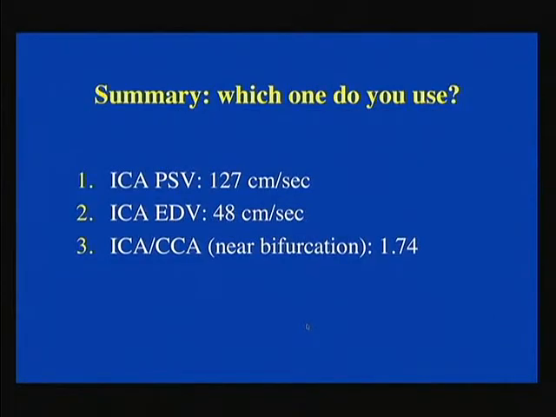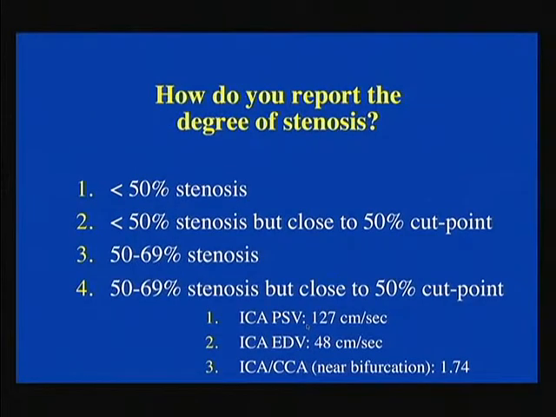So, what we have: peak systolic velocity 127, ICA end diastolic velocity 48, I'll give it to you here, and the ICA/CCA ratio of 1.74. So those are your values. Okay? Now, how do you report this lesion? So these are your data.